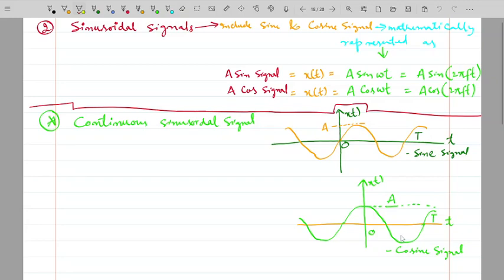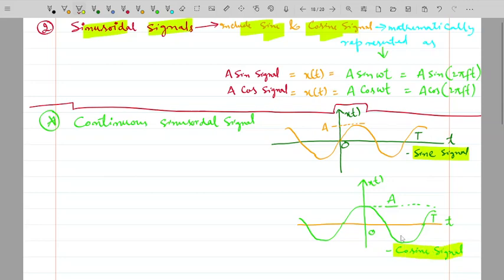So what are sinusoidal signals? Sinusoidal signals include the sine wave and cosine wave signal, meaning the signal that represents the positive and negative cycles. This is the sinusoidal signal basically. Sinusoidal signals are of two types: the first one is the sine wave signal, and the second one is the cosine wave signal. As you can see in this figure below, this one is the sine wave signal, and this one is the cosine wave signal.